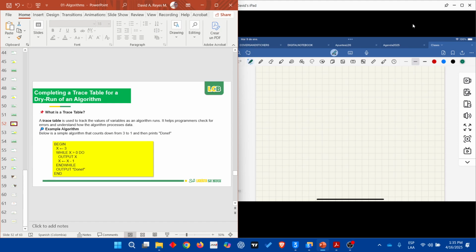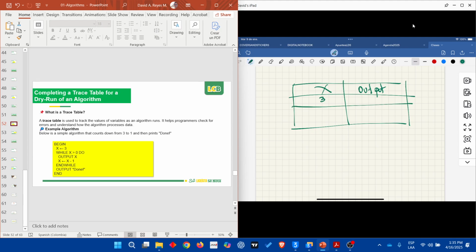So you have the algorithm and you need to identify in your algorithm how many variables you are using. For this example, I am using a variable called x, the only one. Here I'm going to use output. So I start following the algorithm step by step. x starts at 3, so here I'm going to put 3.